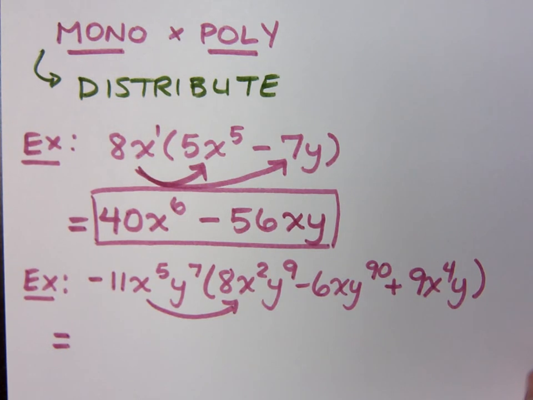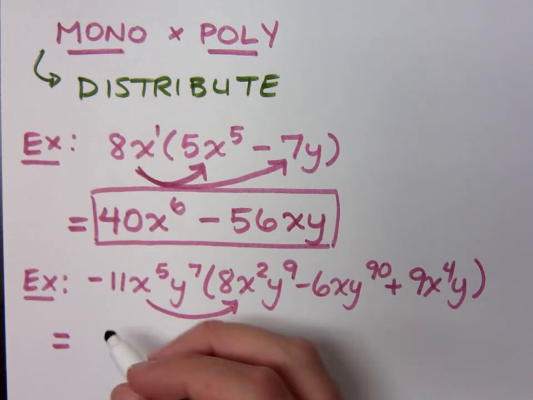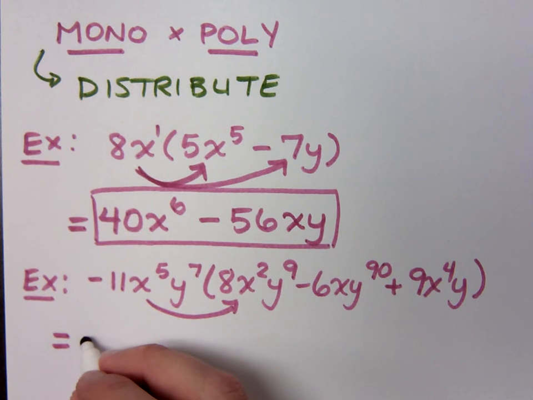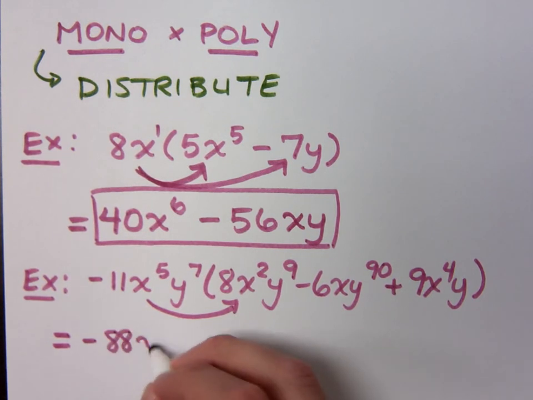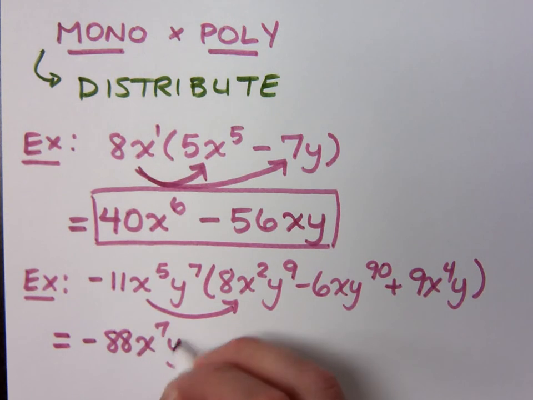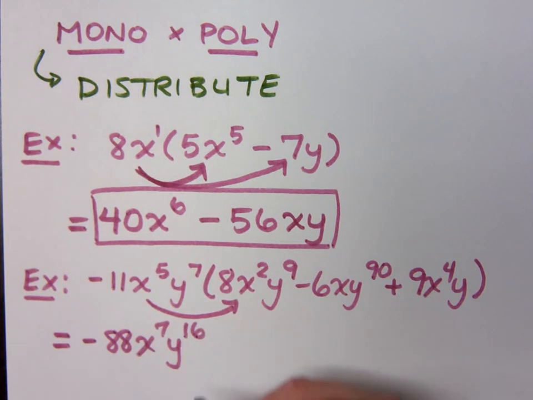So let's distribute negative 11 times 8. Negative 88, x to the 7th, y to the 16th. X to the 7th, y to the 16th. Good job.